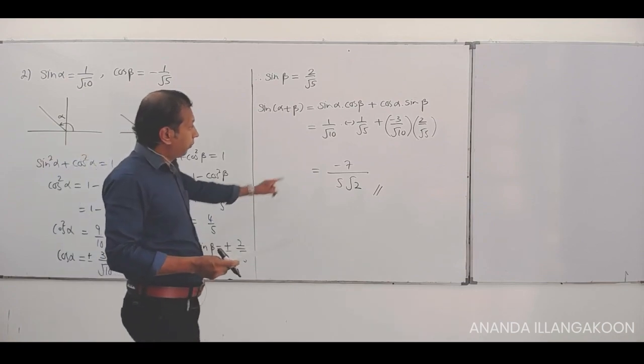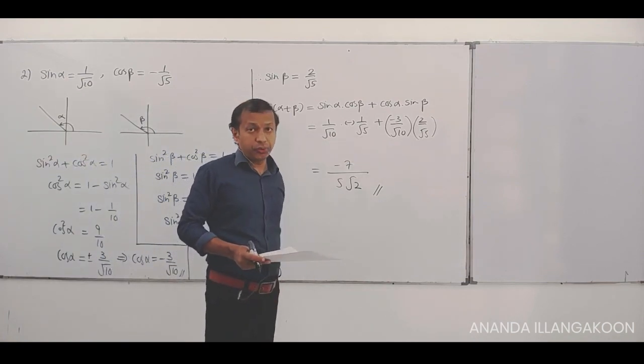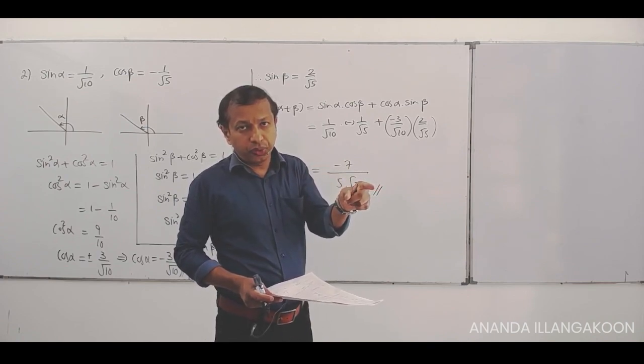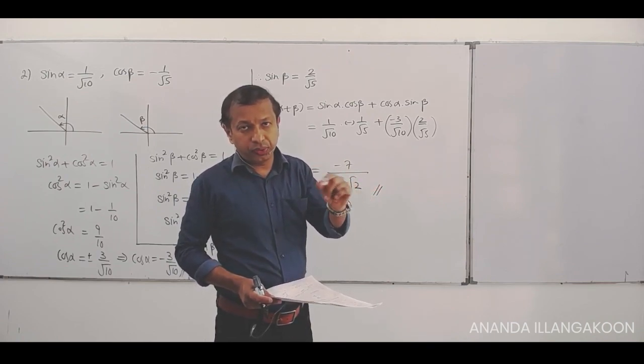Okay, no? Root 10 times root 5 is root 50. 50 we can write inside the root sign as 25 into 2, no? Root of 25 is 5, so 5 root 2, this one.